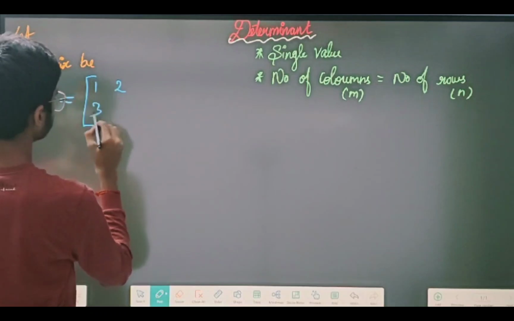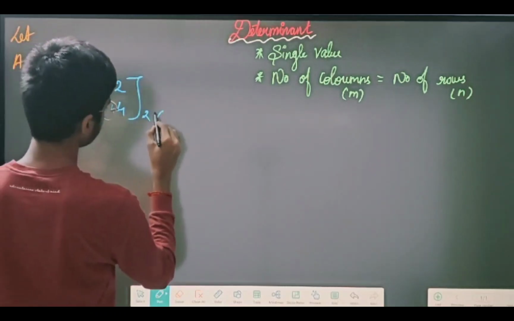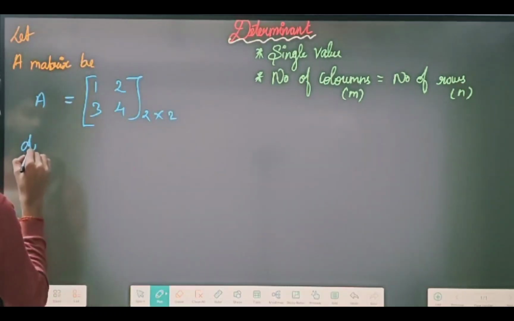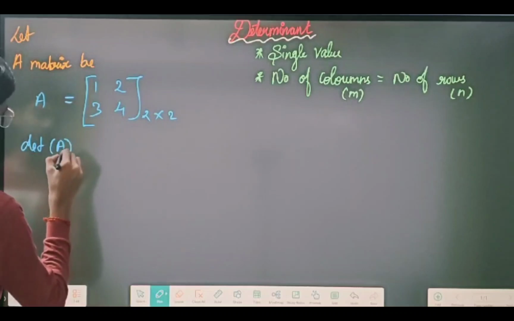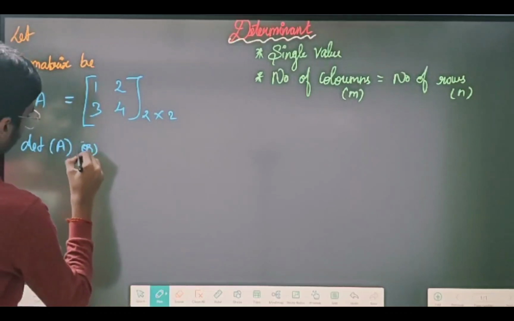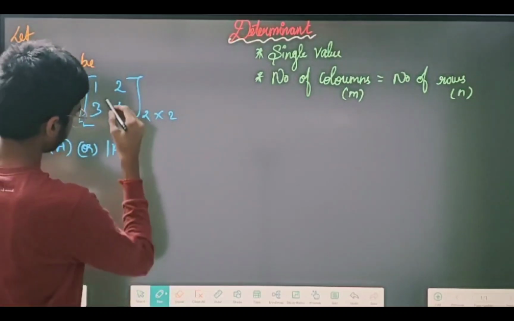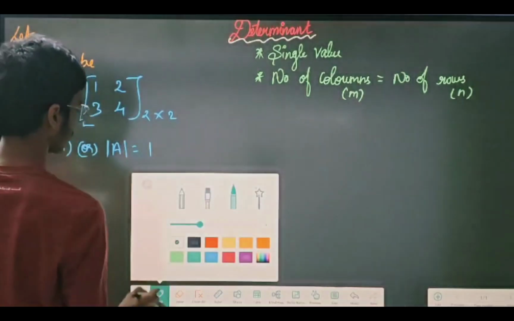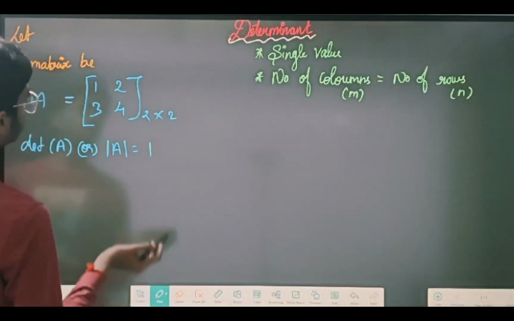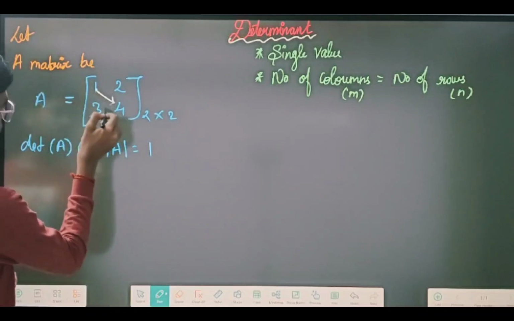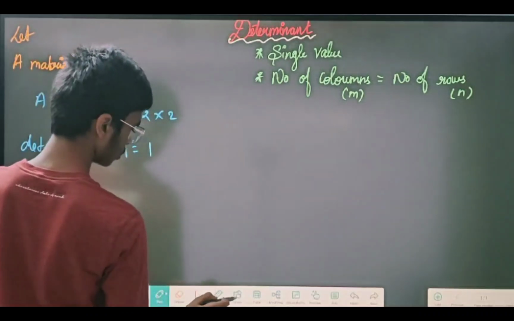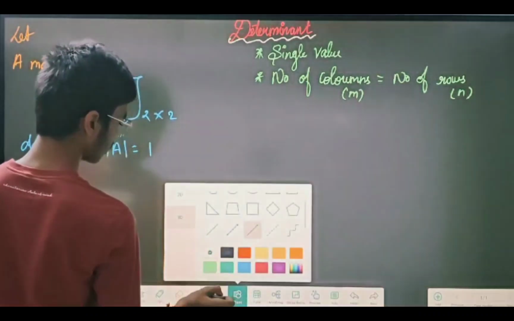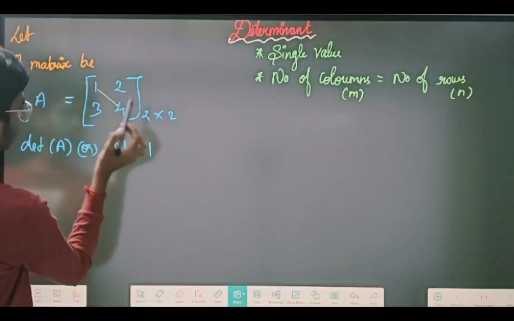One, two, three, four, 2 into 2. So determinant of A, or mod A, is equal to 1. See, what you have to do is first multiply this 1 with this 4.